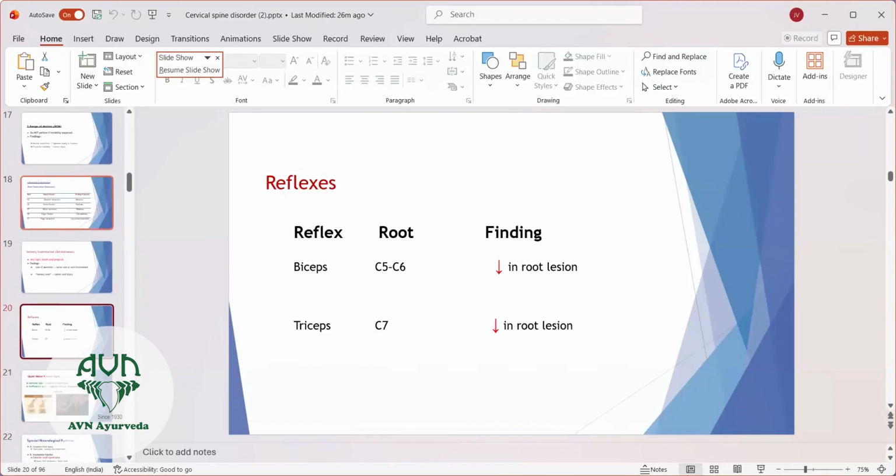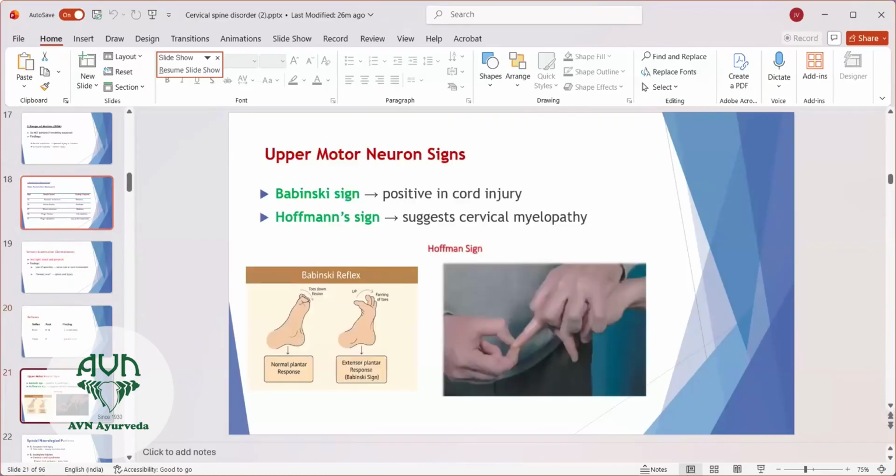Then reflexes. We test the biceps reflex. If the C5, C6 level, meaning the C6 nerve root, is affected, the biceps reflex will be diminished. If C6, C7, meaning the C7 nerve root, is affected, the triceps reflex will be diminished. Initially after an injury, the patient will be in spinal shock, and at that time we can't get any spinal reflexes. After recovery from spinal shock, we will get the reflexes.